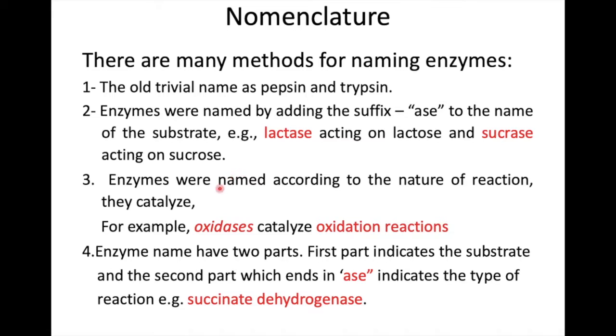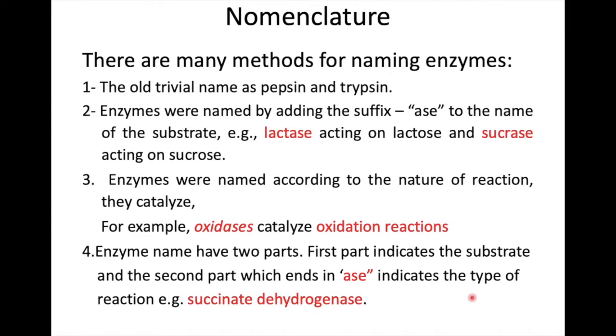Like for example, oxidases: this name indicates that the type of reaction they catalyze is oxidation reactions. And some enzyme names have two parts. The first part indicates the type of substrate, and the second part, which ends with -ase, indicates the type of reaction.